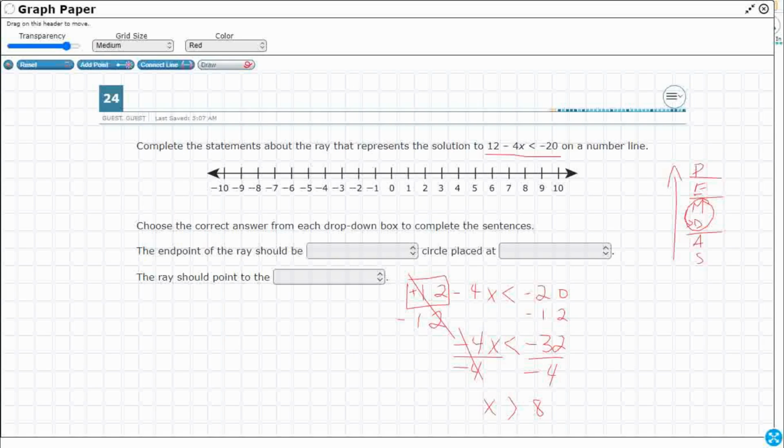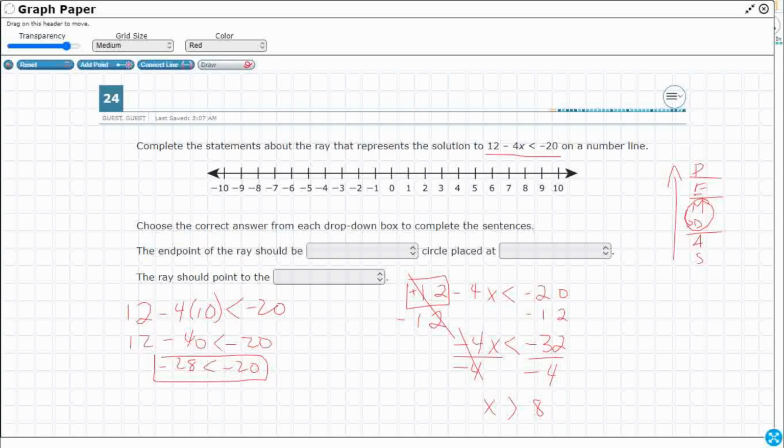Now, let's just verify. Let's do a little substitution. I'm going to pick something that's greater than 8. So 12 minus 4 times, let's just do 10, is less than negative 20. Let's make sure this works. All right, so 12 minus 40 is less than negative 20. So 12 minus 40, right, that's going to be negative 28 is less than negative 20. So that works because negative 28 is farther to the left.